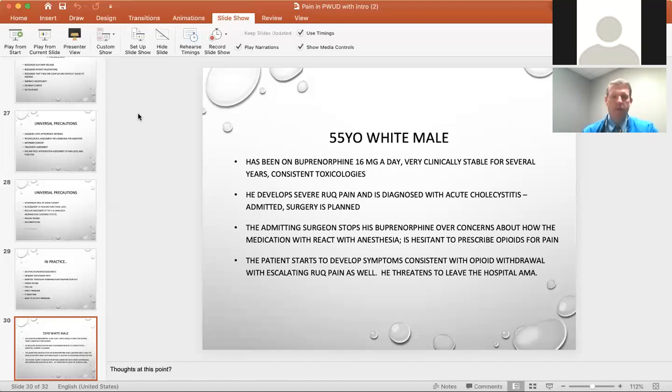Okay, so I just wanted to run through a case or two, very quickly. This is a case right from our hospital, and I mentioned this already. Basically, it's a patient who's on buprenorphine. He comes in with acute cholecystitis and is going to have surgery. The buprenorphine is stopped on admission, and now the patient is having opiate withdrawal, with escalating pain, and is threatening to leave the hospital, and then they call me. So next slide.